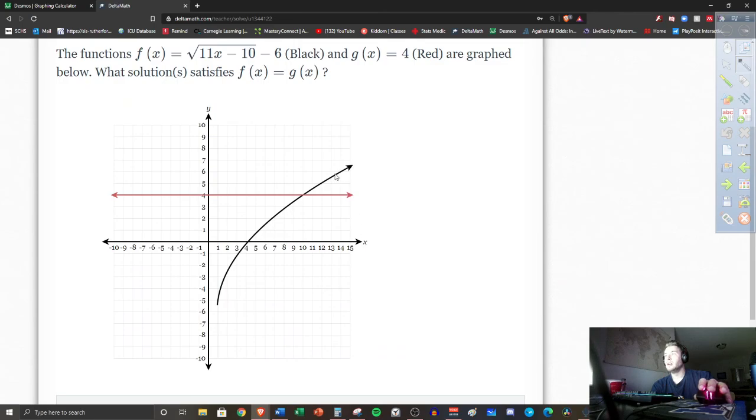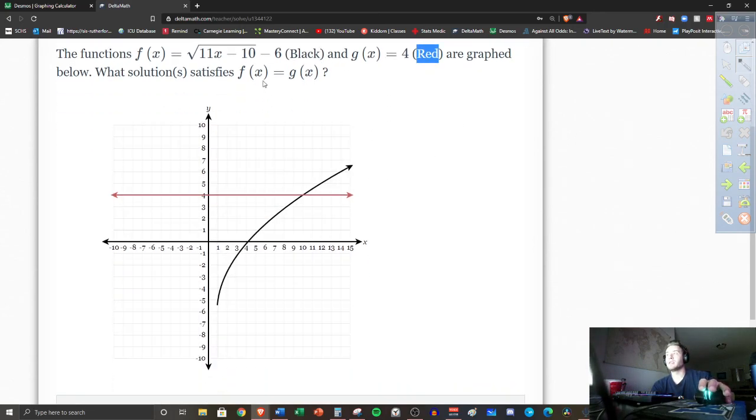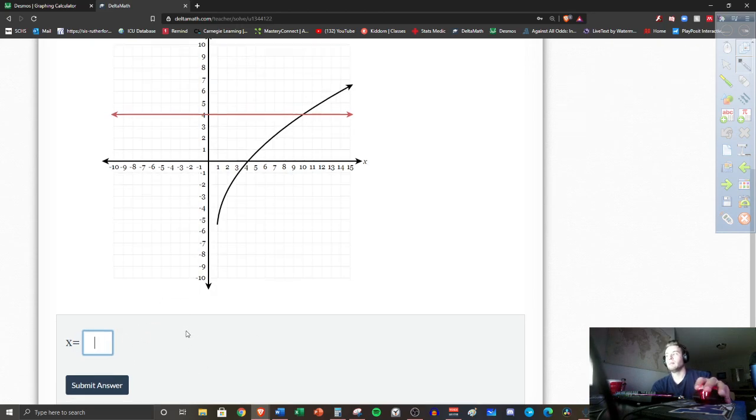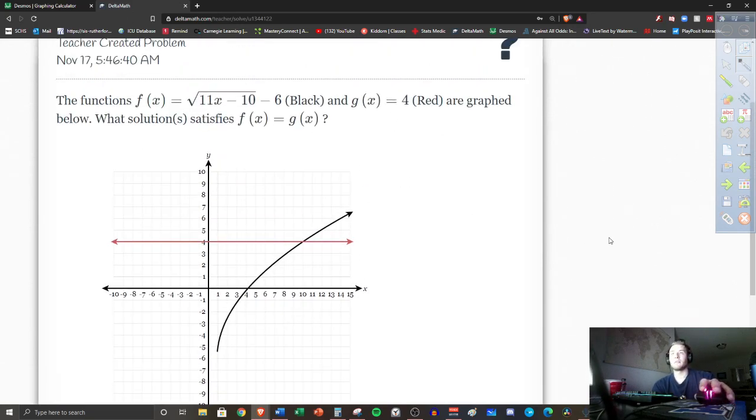So you're going to see it says the functions are given f of x equals, g of x equals, and I've labeled clearly the colors that they are, red and black. Their graph is below. What are the solutions that satisfy f of x equals g of x? So you just want the x value or values that make this true, okay? And on this one, I might tweak this a little bit, but here there's only one. So right here, that intersection, you would put in wherever that x value of that intersection is, it looks like it's 10. So I've kind of already answered this one for you, but that's going to be the idea for these.